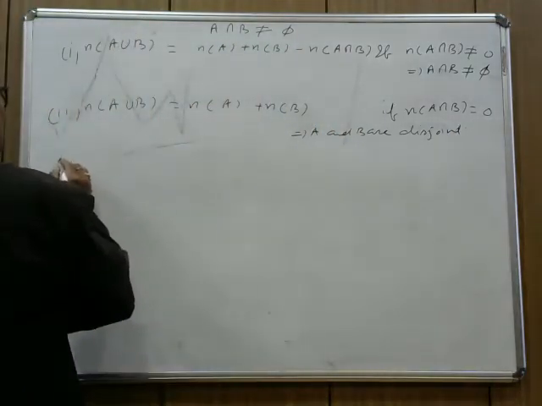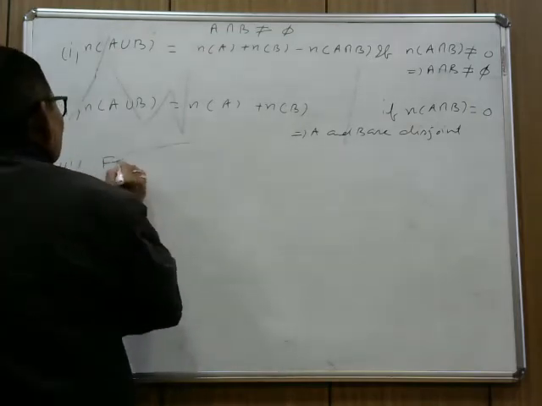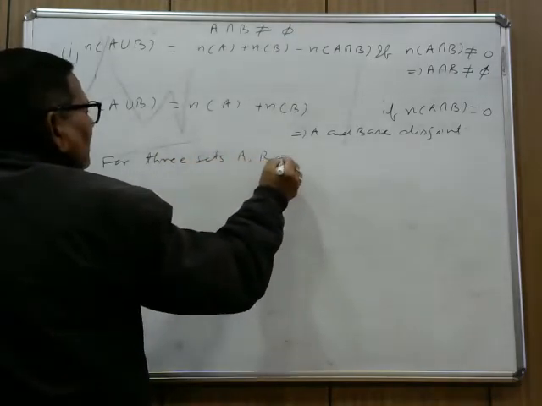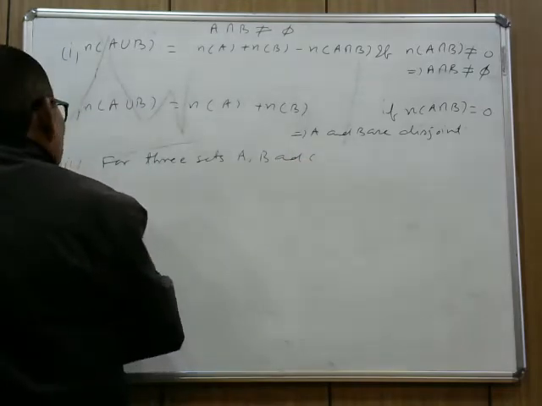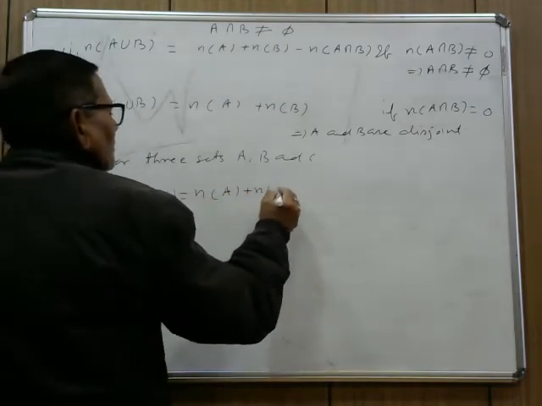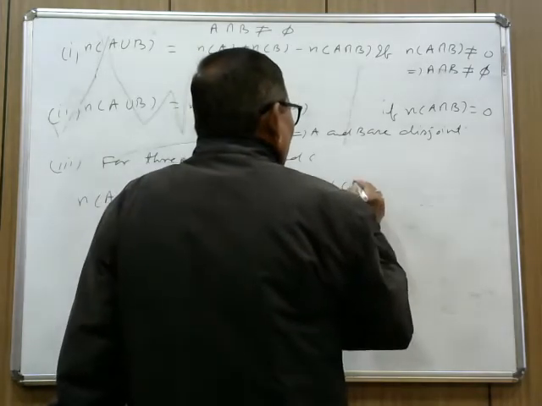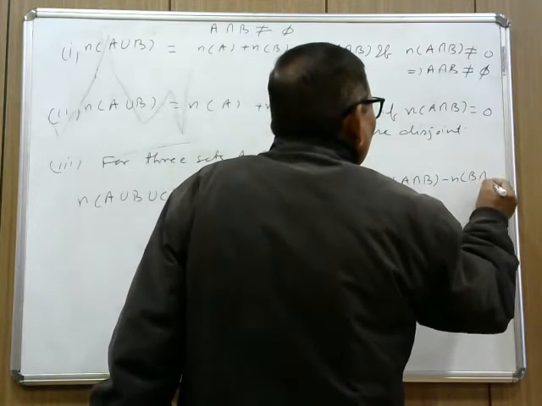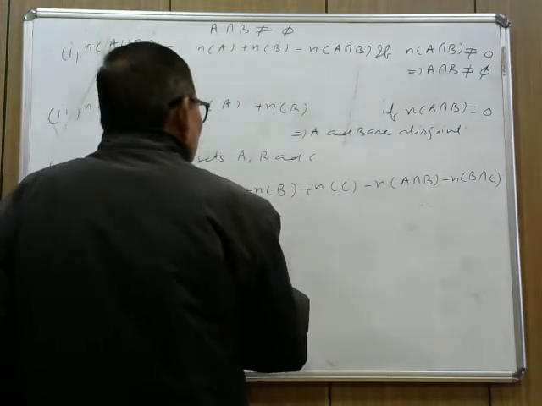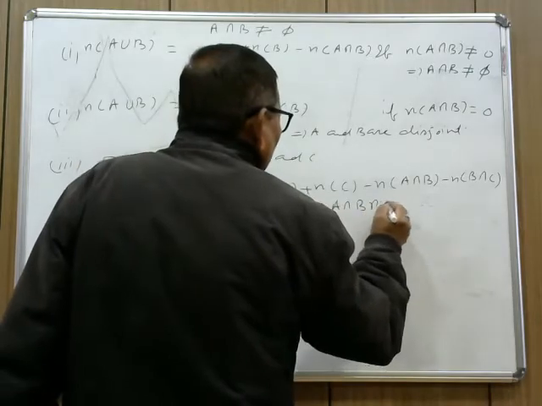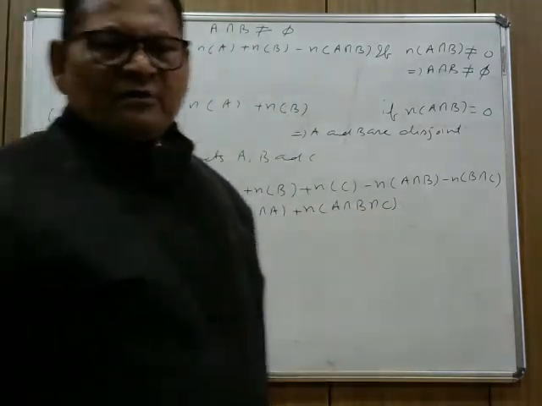Now, third, the same property for 3 sets A, B and C. The number of elements in A union B union C is equal to the number of elements in A plus B plus C, minus the number of elements in A intersection B, B intersection C, C intersection A, plus the number of elements in A intersection B intersection C. With the help of these formulas, we will solve the practical problem.